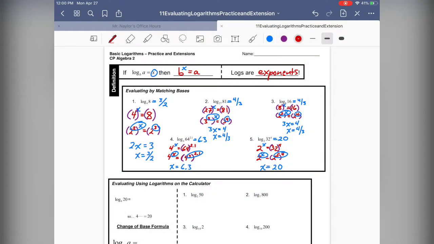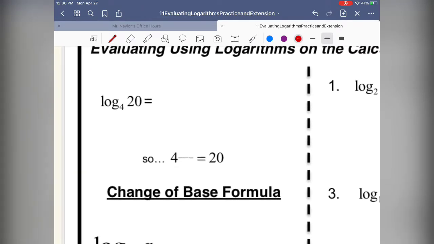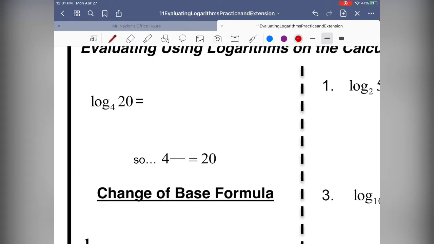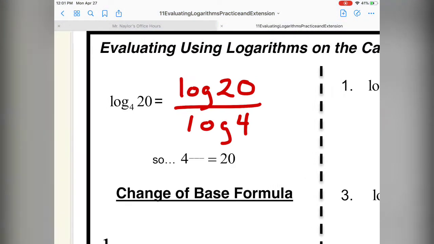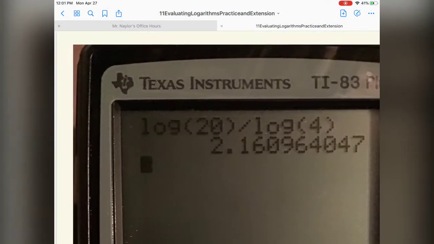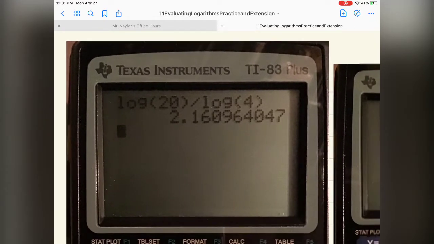Now, if you stuck around yesterday, you saw that I showed you how to use your calculator to find the log base 4 of 20. It turns out that it's just a simple division problem. All you have to do is take the log of 20 and divide it by the log of 4. So how do you do this on your calculator? Well, find your log button and take the log of 20 divided by the log of 4. And look, you get 2.161.